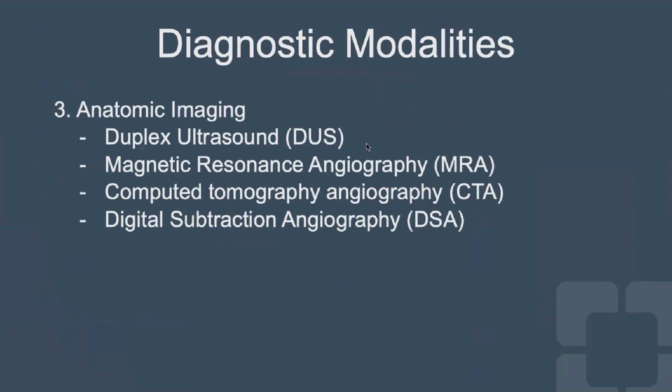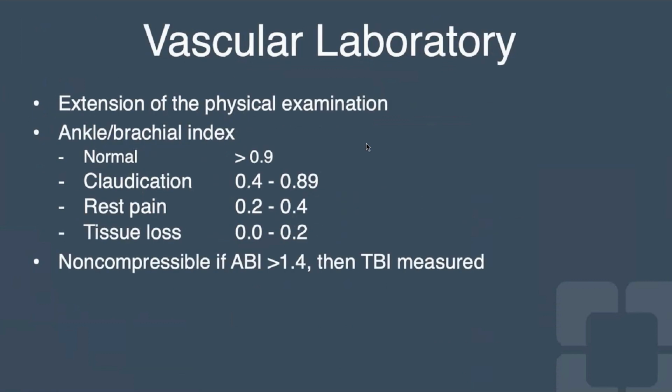There's anatomic imaging. So we talked about physiologic imaging with ankle brachial index, but the anatomic imaging would be duplex ultrasound, magnetic resonance angiography, CT angiography, or digital subtraction angiography. That's an interventional procedure. The vascular lab is an extension of our physical exam as vascular surgeons, having these patients go to the vascular lab for their ABI.